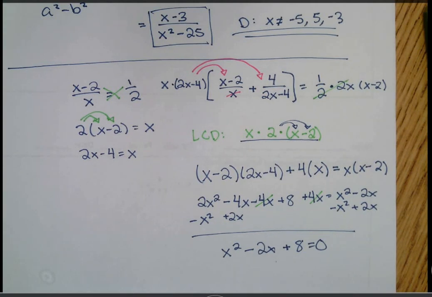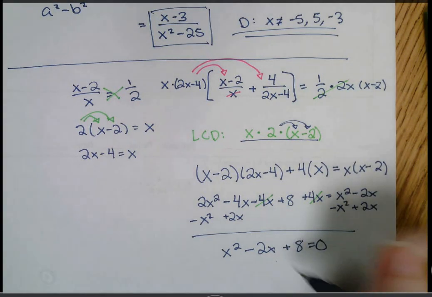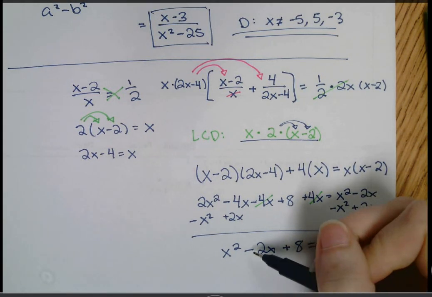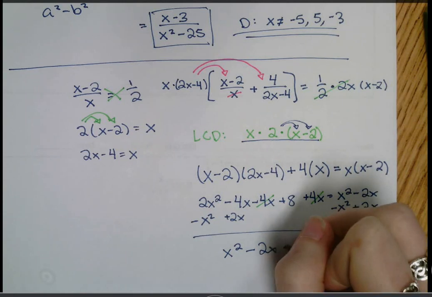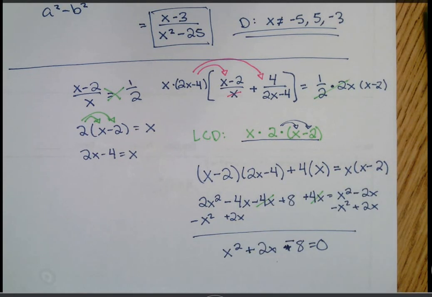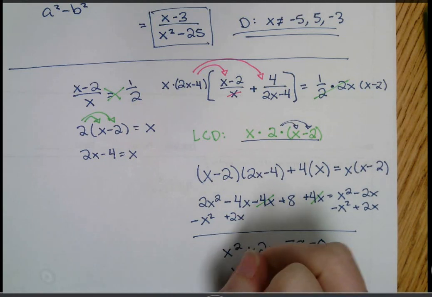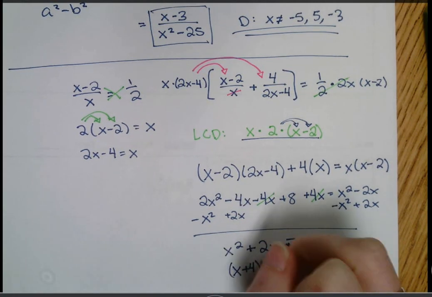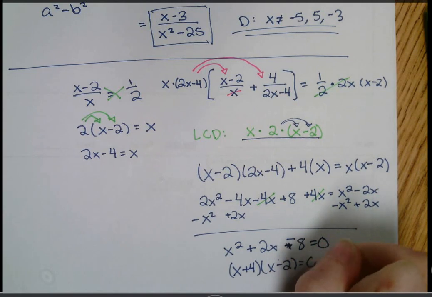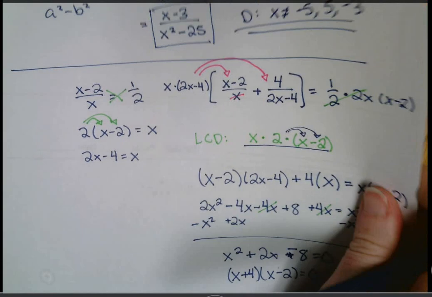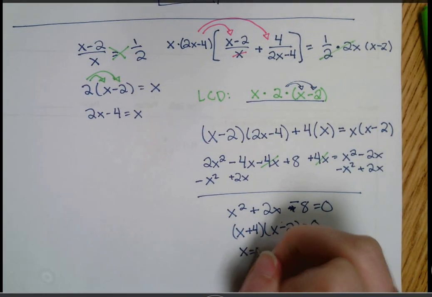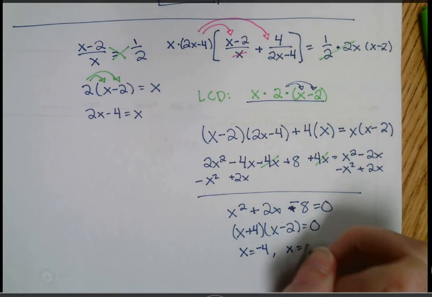Typically what you would do next is factor. So you would say, what multiplies to a positive 8 but adds to a negative 2? Nothing really comes to mind. You would need to use the quadratic formula, but say this was instead, what multiplies to negative 8 but adds to positive 2? You would say, okay, my factors are x plus 4 times x minus 2 equals 0. So then I could find my two factors. We would have here x equals negative 4 and x equals 2.